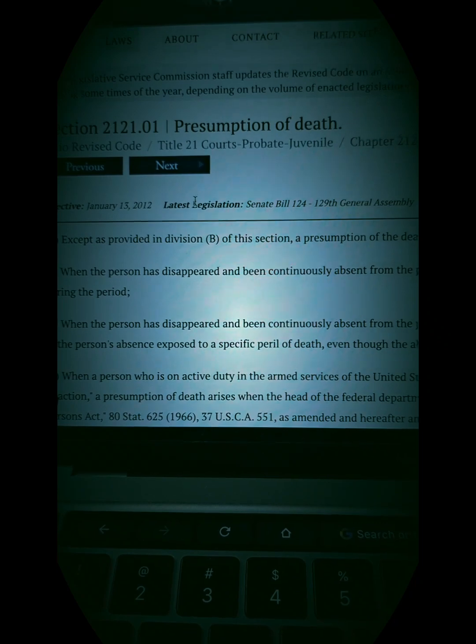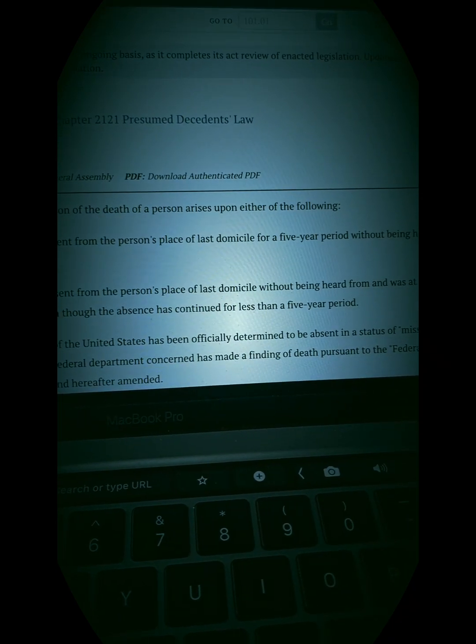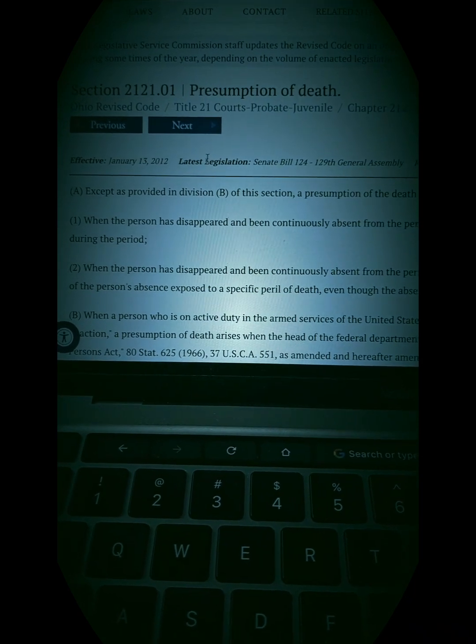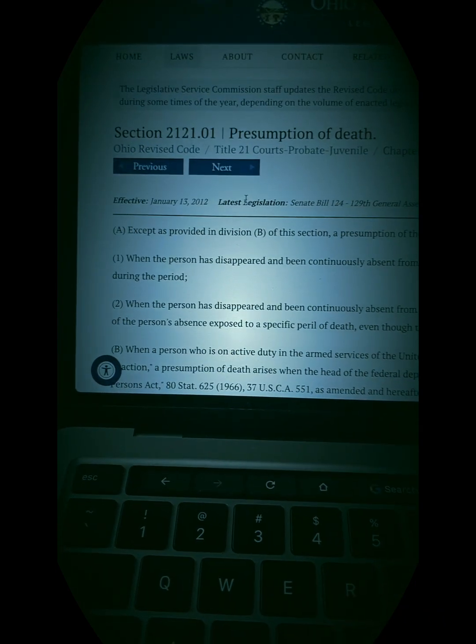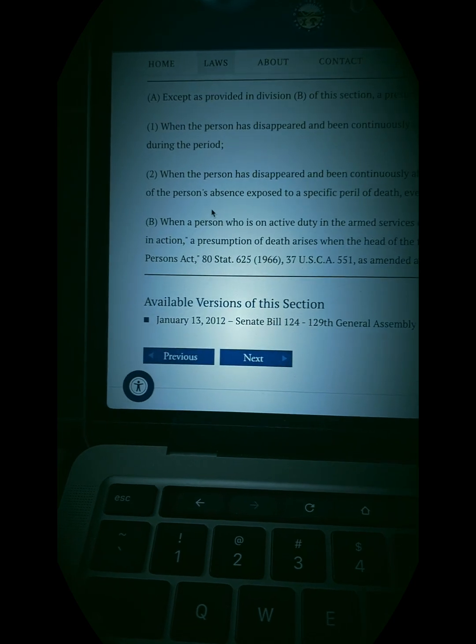Except as provided in Provision B of this section, a presumption of death of a person arises upon either of the following: when a person has disappeared and has been continuously absent from the person's place of domicile for a 5-year period without being heard from during the period. It's 5 years in Ohio, as you see. It's 4 here in Georgia. In some states it's 7. The base number is actually 7. It started out with 7.